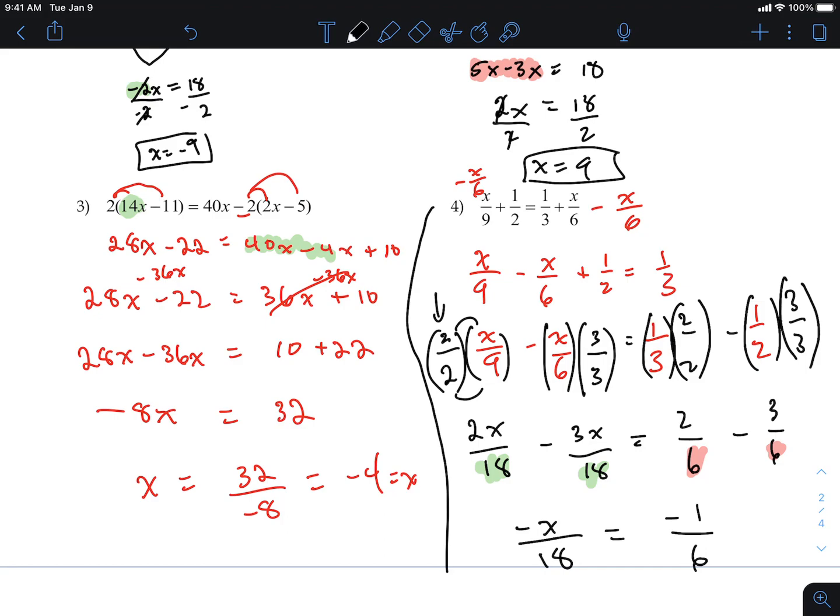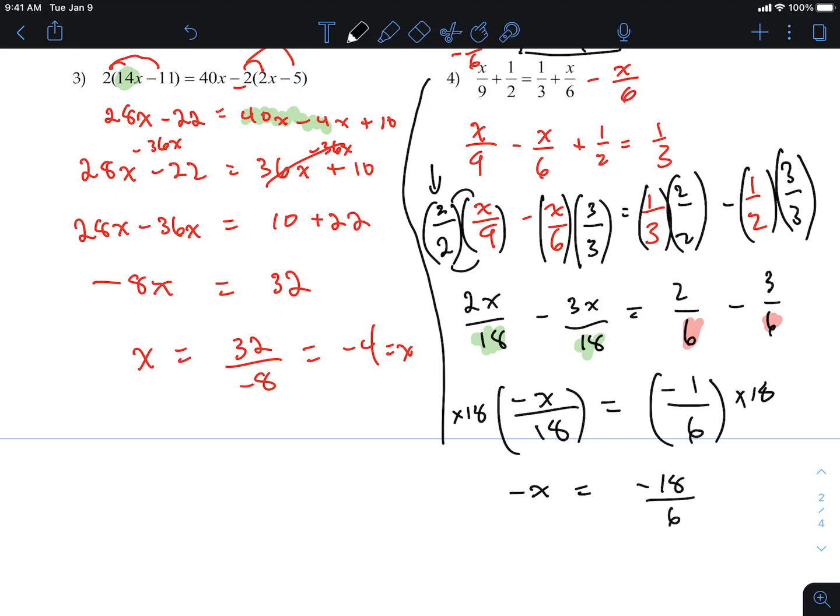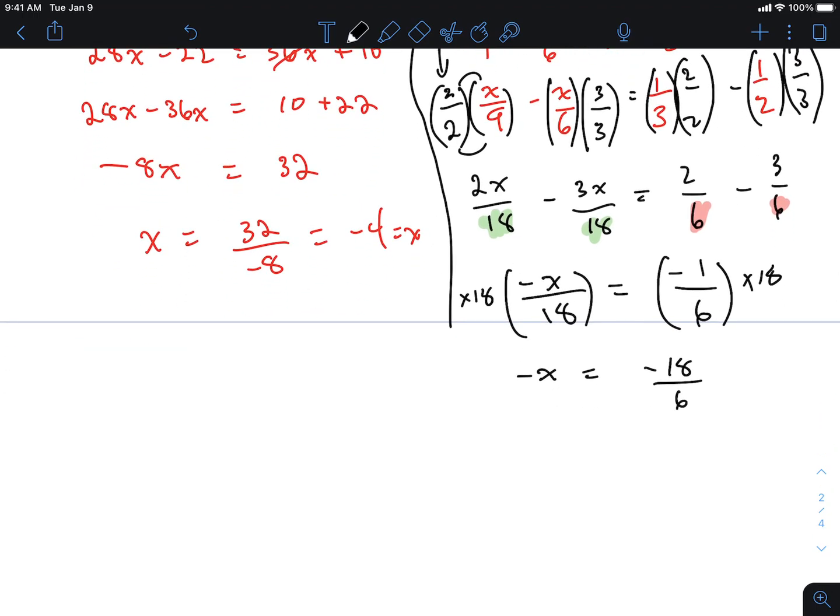I need x by itself, so I'm going to multiply both sides by 18. I get negative x is equal to negative 18 over 6. What is 18 divided by 6? And then I can divide both sides by negative 1 and the question's over. That drops those out.